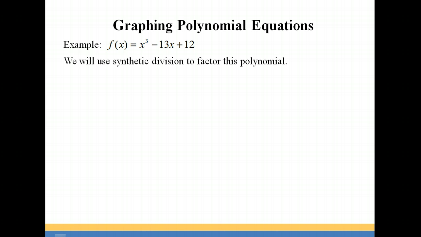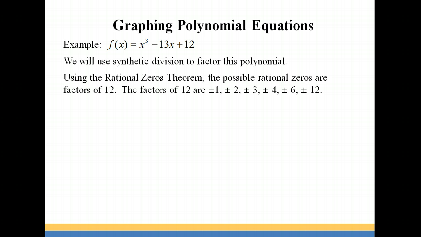We're going to look at the function f of x equals x to the third minus 13x plus 12. We're going to use synthetic division to factor the polynomial. If you're using synthetic division, then you need to know what your rational zeros theorem is. The rational zero theorem says that all the possible rational zeros are factors of the constant, which in this case is 12, divided by the leading coefficient, which in this case is 1.